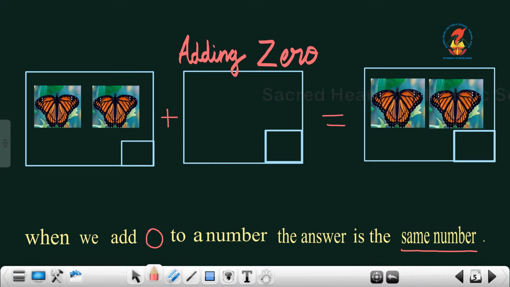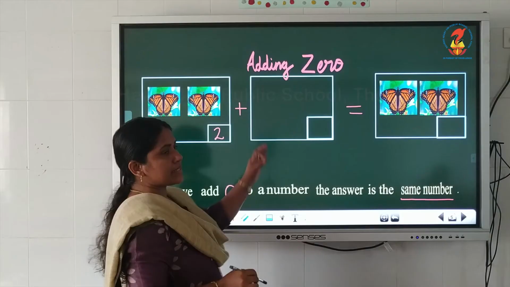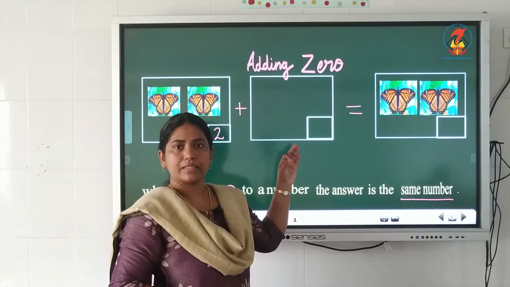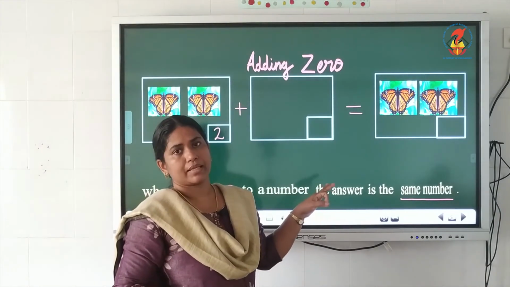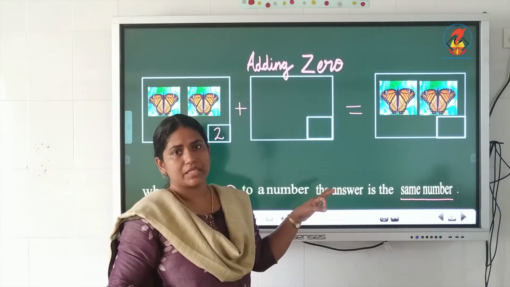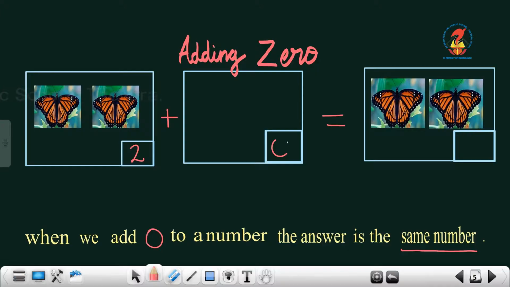All of you look at the board, children. How many butterflies are there in the first box? 2. Now in the second box, is there any butterflies? No, nothing is there. It's an empty box. So in maths, which number we will write for the empty box? 0. Nothing is there. So we will represent it by the number 0.